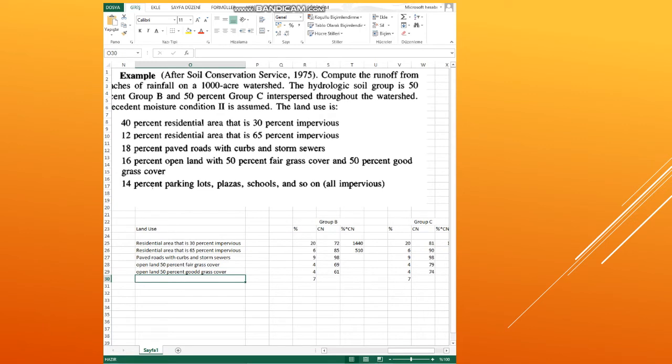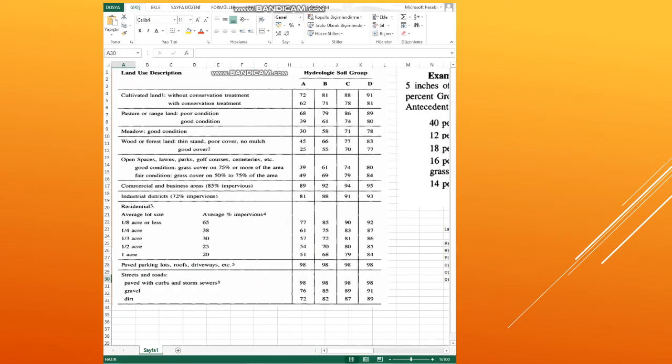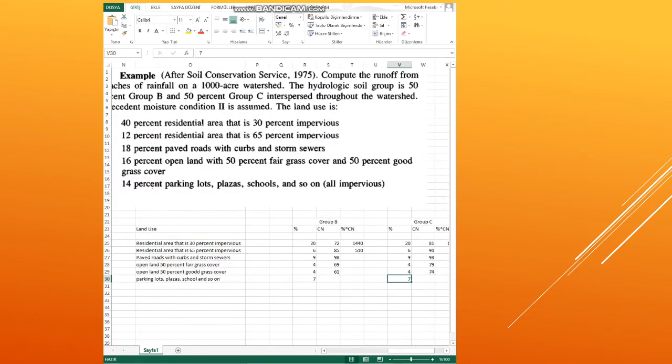Then the last one is parking lots, plazas, schools, and so on. So it's all impervious. There are parking lots here and so on, so it's 98 also. So here 98% impervious, 98 curve number.